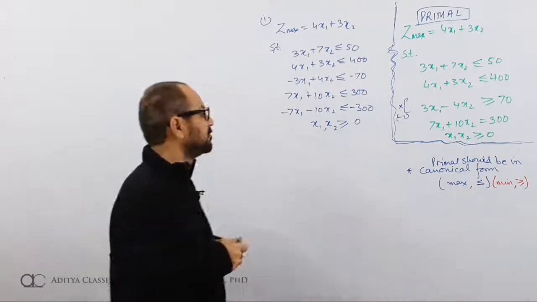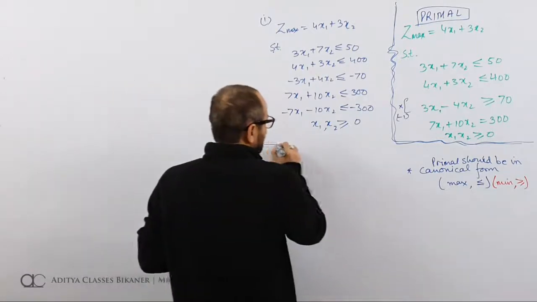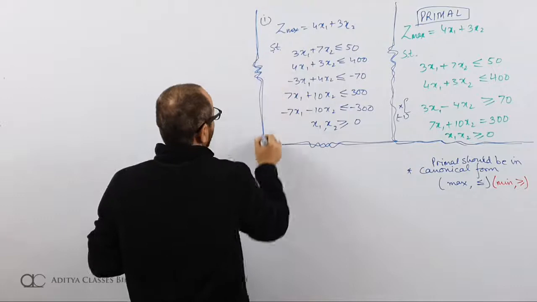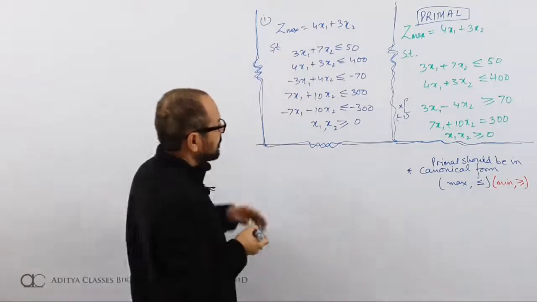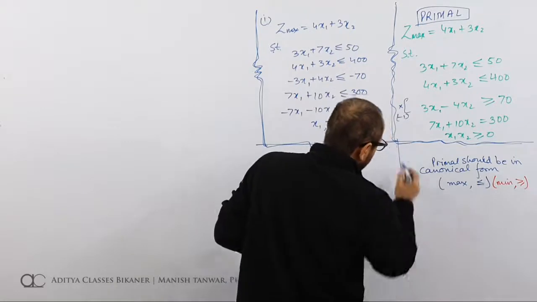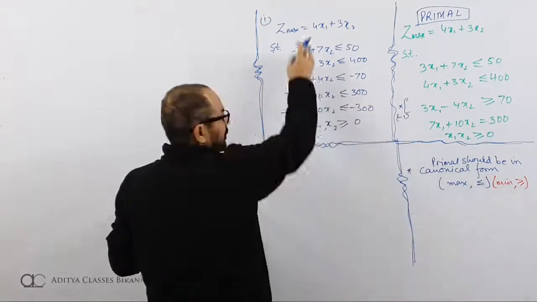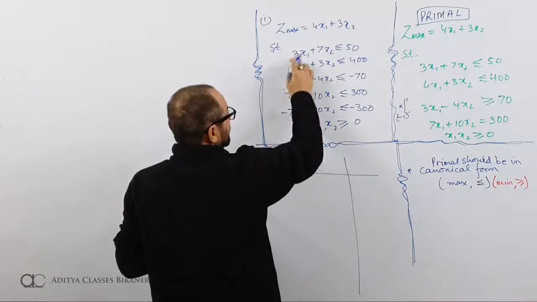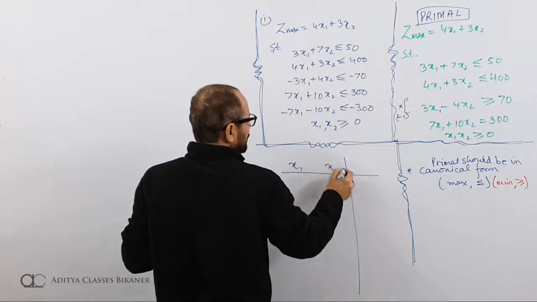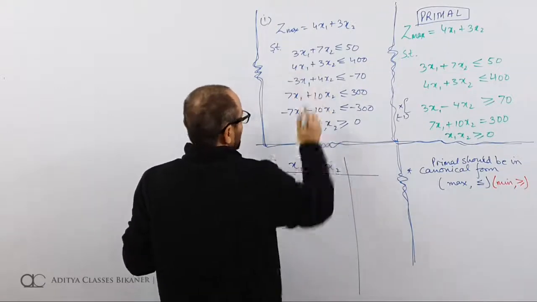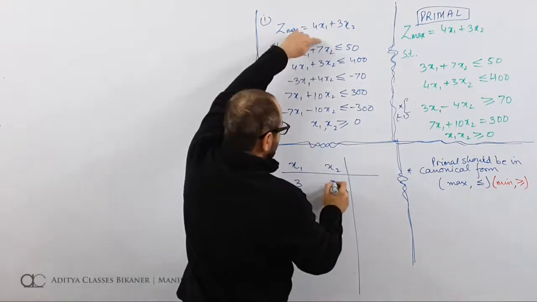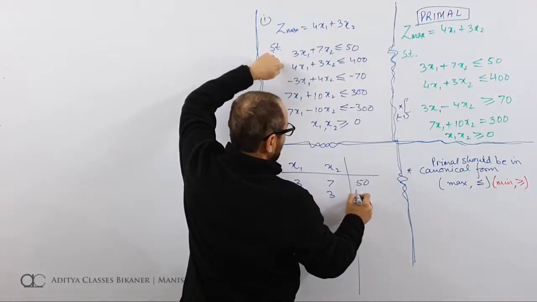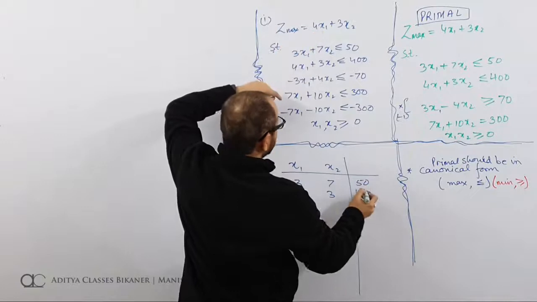Now, I will convert this primal into dual. What would that process be? To convert this given primal into dual, the idea is we create a matrix of all this data. The matrix of all this data would be something like this. We have x1 and x2, only 2 variables. You could have more than 2 variables. We have a 3, 7 and 50. Then there is a 4, 3, 400. Everything is less than, so I need not mention it.